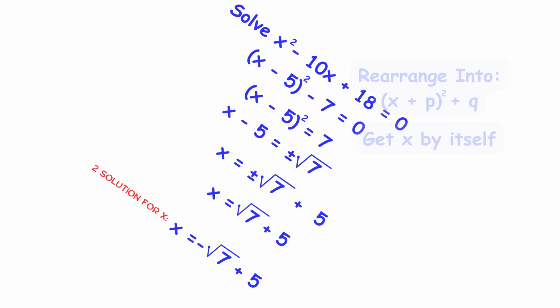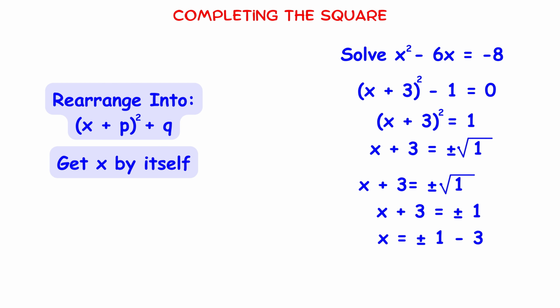For this next question, (x + 3)² - 1 = 0, we do basically the same thing. So first we add 1 to both sides to get (x + 3)² = 1, then we square root both sides, so we get x + 3 = ±√1, which is really just ±1 because the square root of 1 is just 1, and then we can subtract 3 from both sides to get x = ±1 - 3. So again, we have two possible solutions, either x = +1 - 3, which means x = -2, or x = -1 - 3, in which case x = -4.